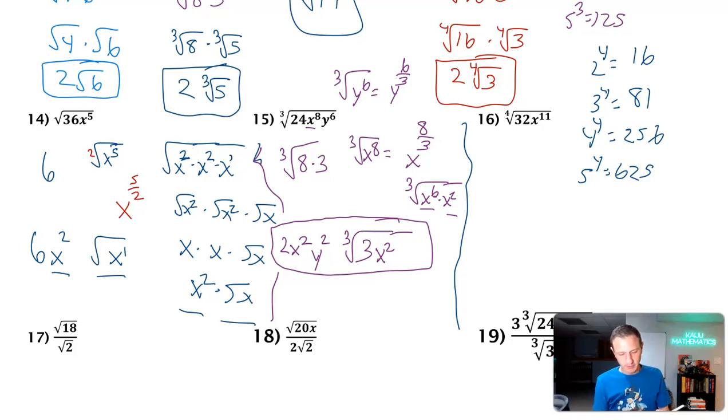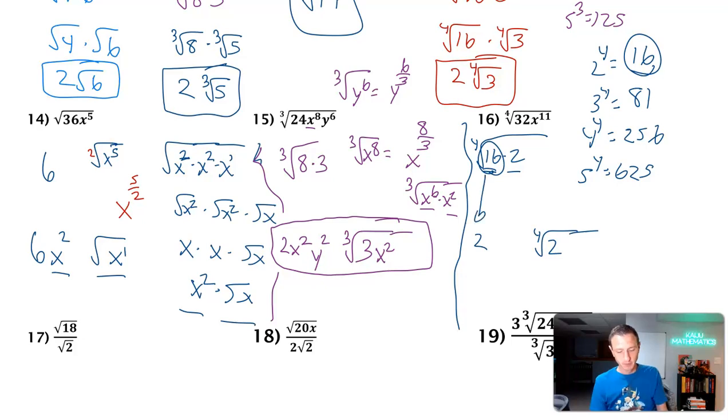Let's try out 16. Keep practicing this. So we have the fourth root of 32x to the 11th. So the fourth root of 32, first of all, 32 is not a perfect fourth or anything like that, so I have to use 16 then. So the fourth root of 32 is the fourth root of 16 times 2. Fourth root of 16 is 2, so that's going to become 2, and then left on the inside is still another 2.